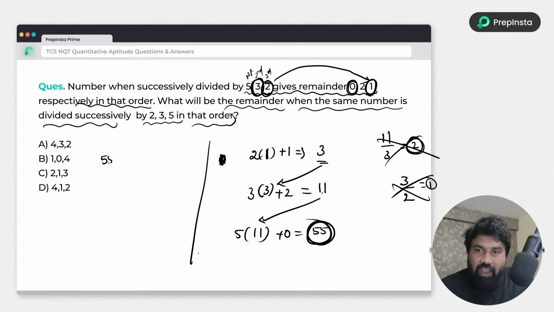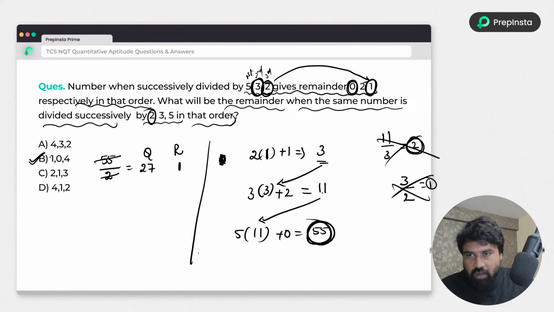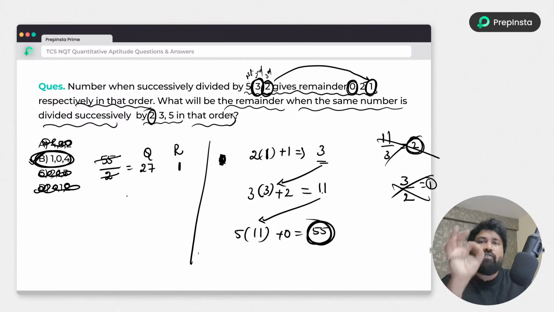Now 55 is divided by 2 initially. Then what will the coefficient be? What will the remainder be? Coefficient will be 27 and remainder will be 1. So remainder is 1, only option B. You don't have to verify the remaining options, but still, for your understanding, I will do that.